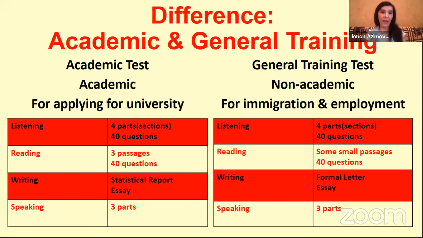I'll be presenting this. And in writing, of course, we have just one difference. Actually, task 2 of writing is the same for academic as well as general training. You are expected to write an essay. However, coming to task 1, there is a very big difference. For task 1, you are writing a statistical report in the academic test.